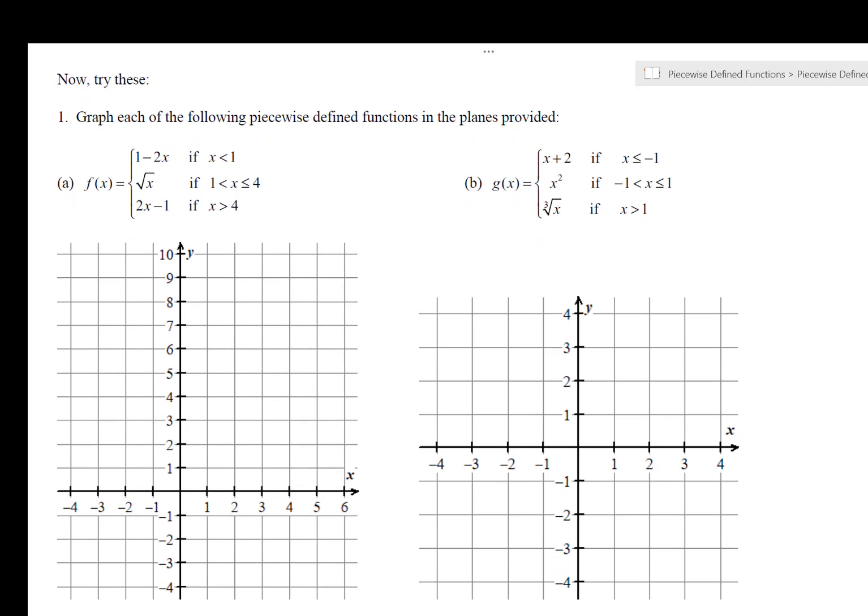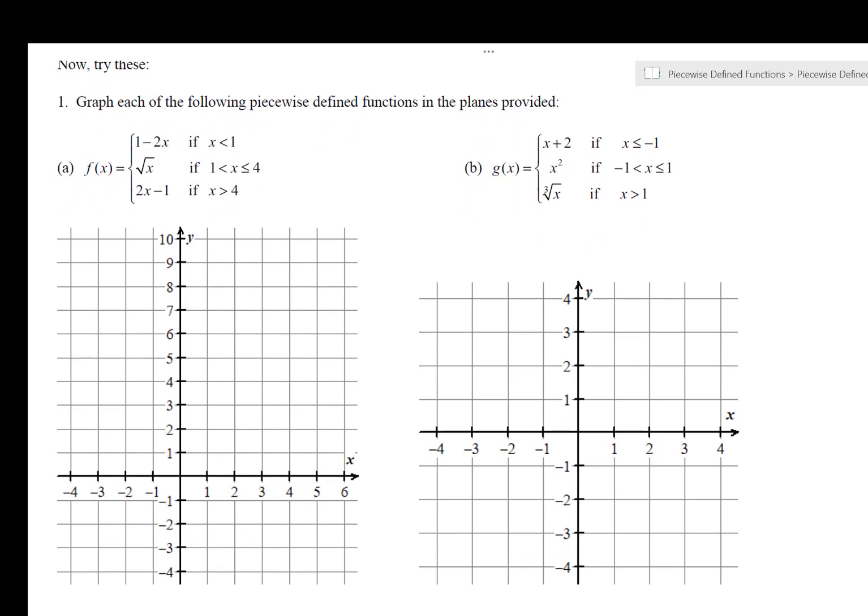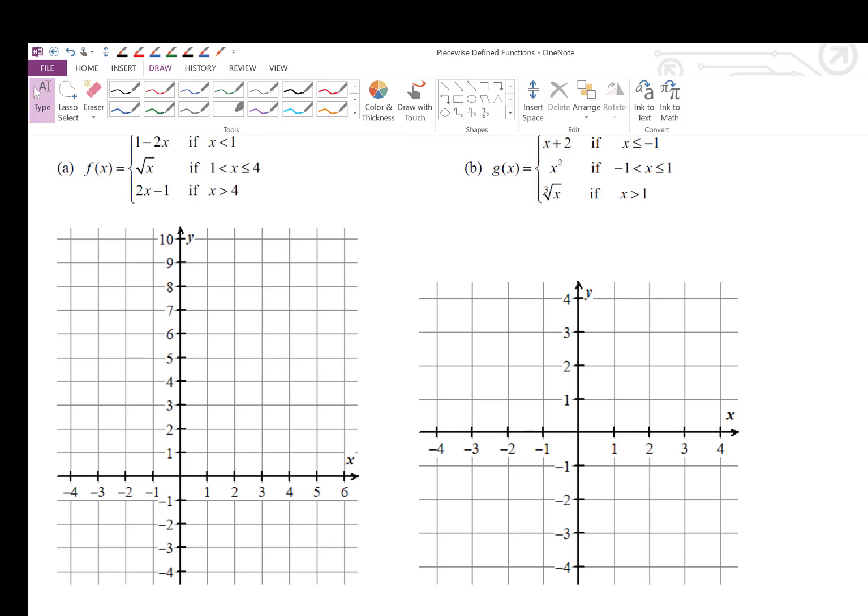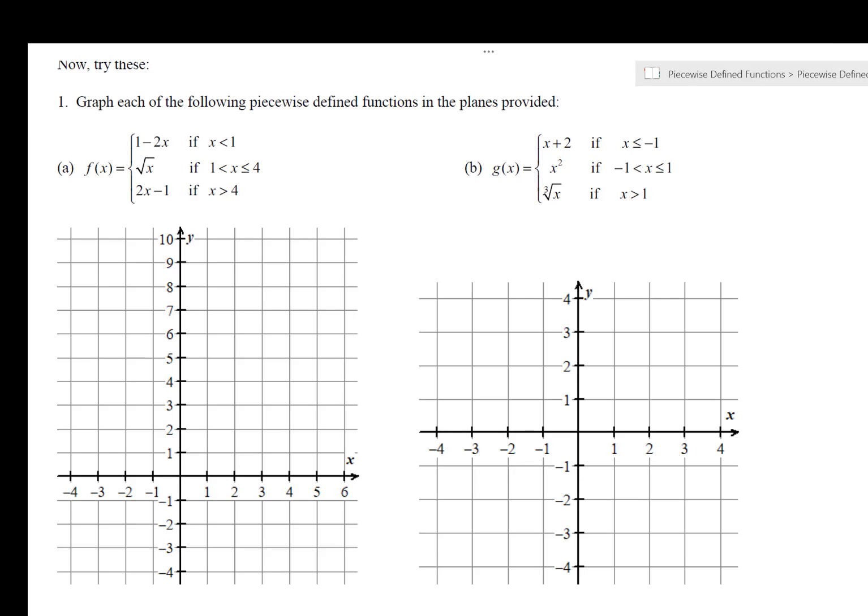All right, a couple of examples here, f of x and g of x, both piecewise defined functions. Let's start with f of x. Let's use a different color. Let's use green. For values of x less than 1, this function is defined to be 1 minus 2x. The line with slope negative 2 and y-intercept (0, 1). So that's strictly less than 1. It doesn't happen when x equals 1.